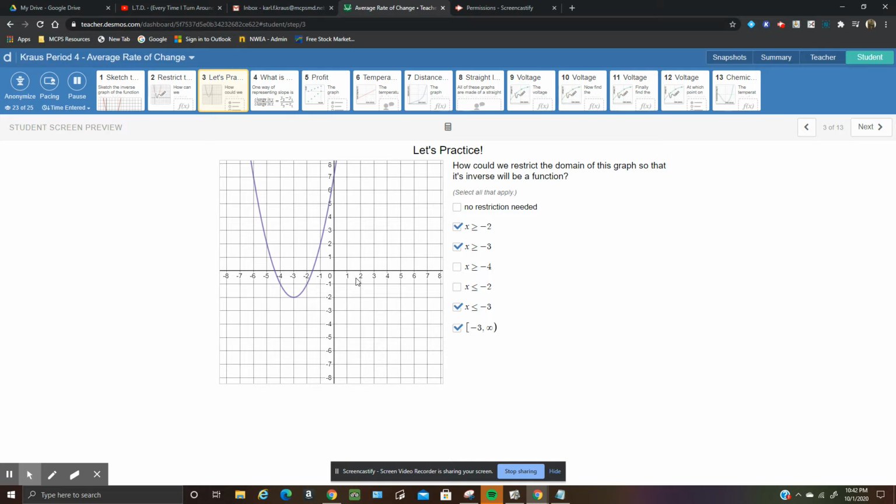X is greater than or equal to negative 4. I get this part of the parabola that has a kind of a looping effect there. And the same thing with x is less than or equal to negative 2. You get this looping effect where there would be repeated x values if you did the inverse.